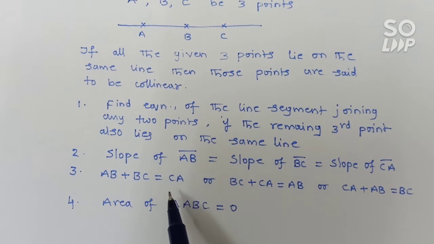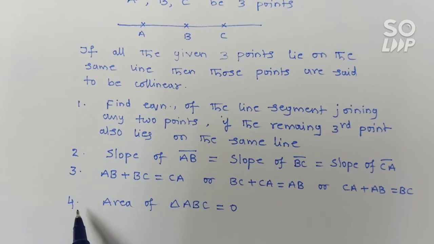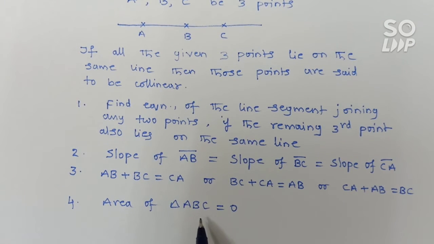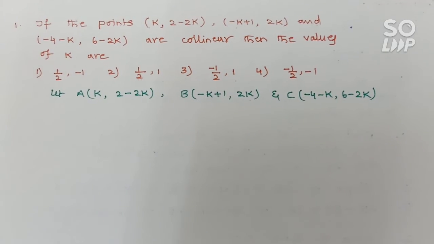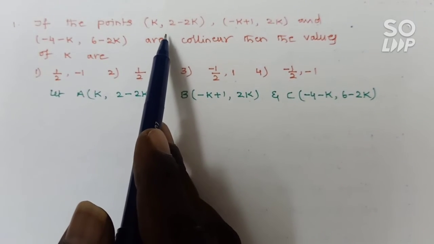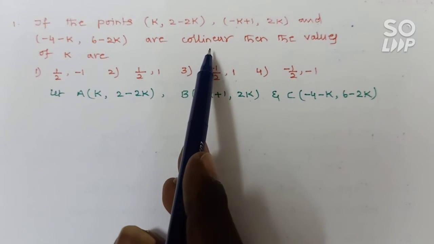My suggestion is that among these four methods, the second one and the fourth one are very simple methods. Most students follow the slope method or the area of triangle ABC equals 0. Now we will do problems related to the collinear concept. See the problem based on the concept of collinearity. Here 3 points are given, and these 3 are collinear.